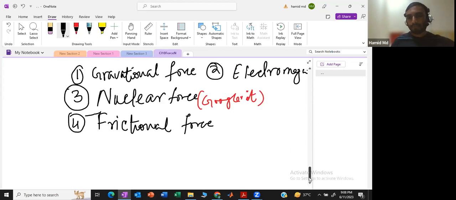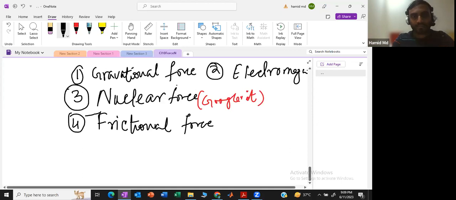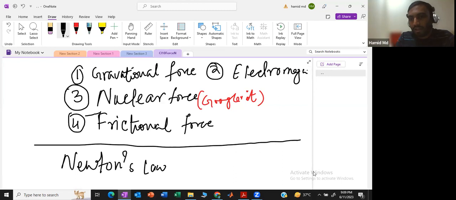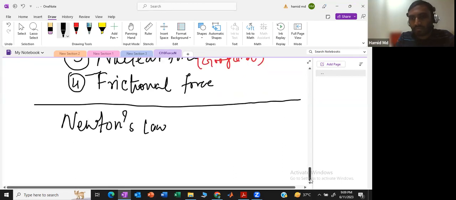The first law was every action has an equal and opposite reaction. That's good. That's Newton's law. I would like to write it down. You are really giving me a very good interactive class. Thank you, sir. So you said Newton's law, and that is every action has equal and opposite reaction.